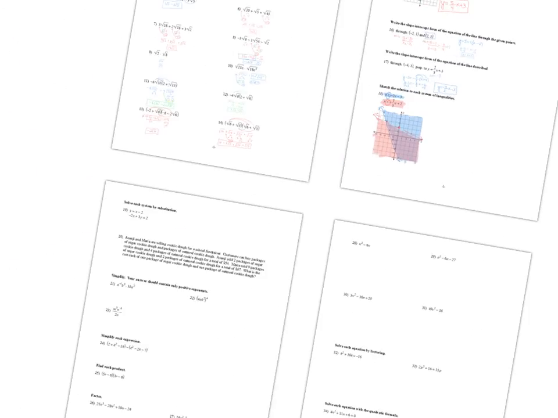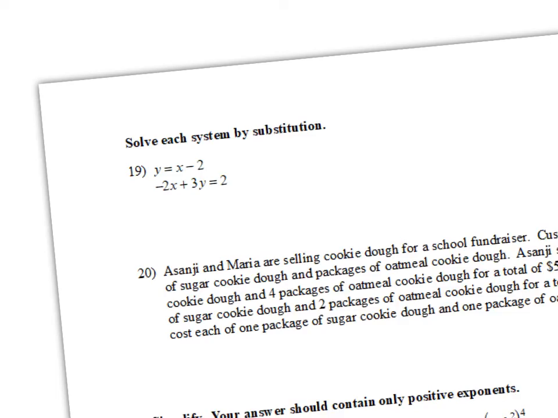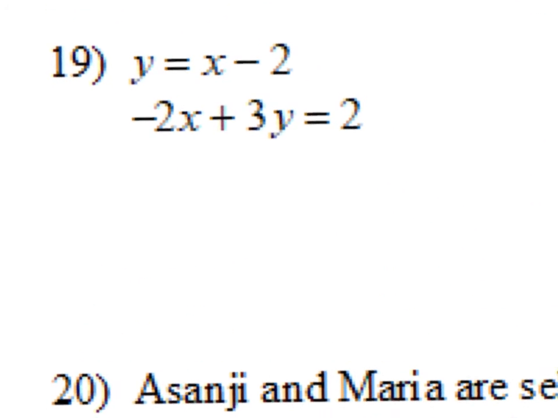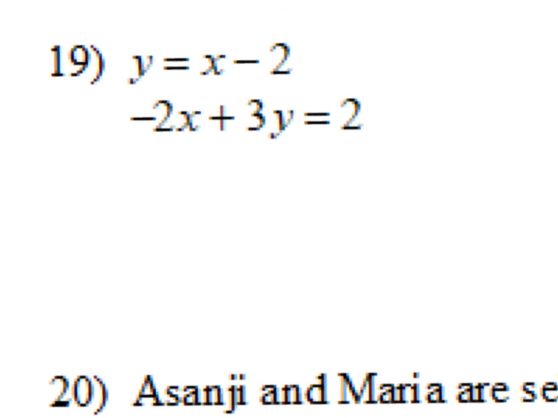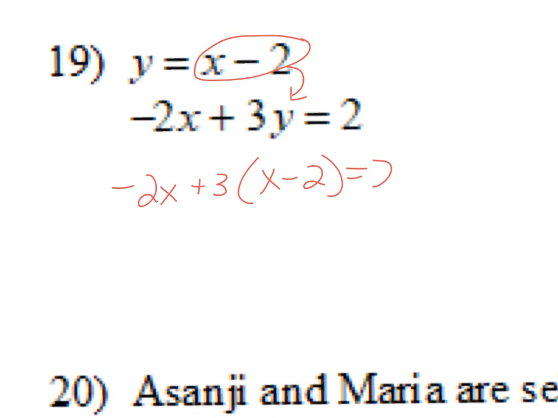Number 19 here. Okay, this says solve by substitution. So I'm going to take this guy and plug it in for the y. So I get negative 2x plus 3. I've got x minus 2 equals 2.